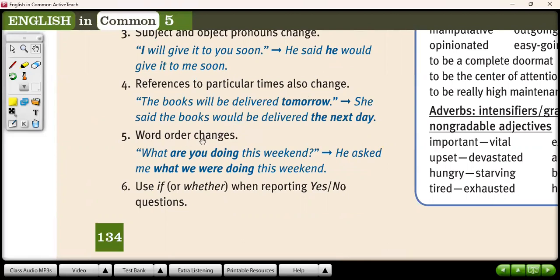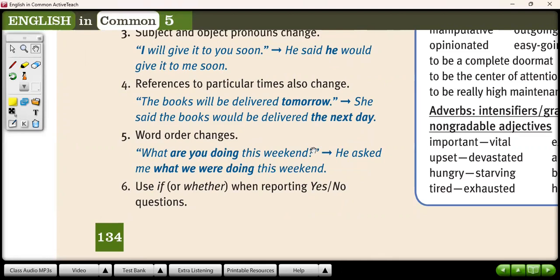Word order changes, especially when you are reporting questions. Okay, this is for questions. When reporting questions, the word order changes. So, for example, what are you doing this weekend? This is not a yes or no question, so I'm not going to use if. I'm going to use the question word. So, I start by changing the subject.